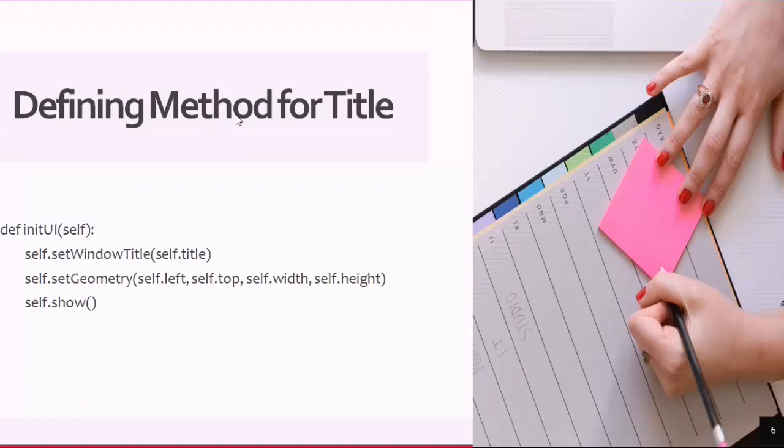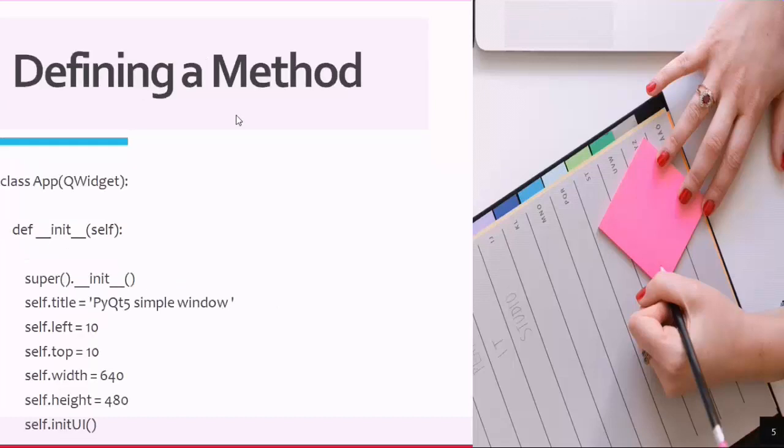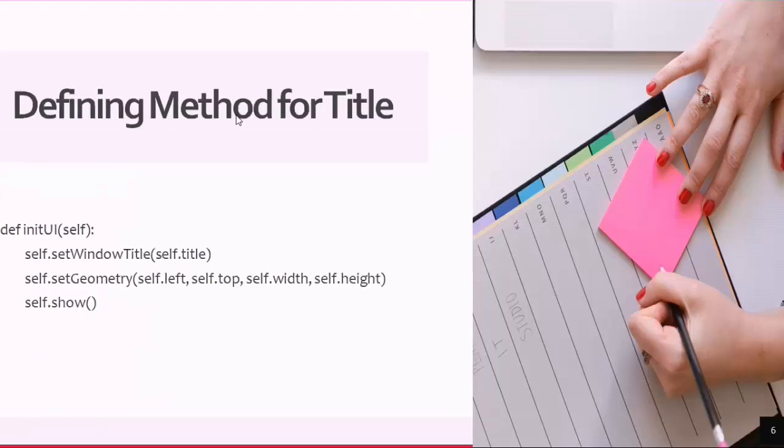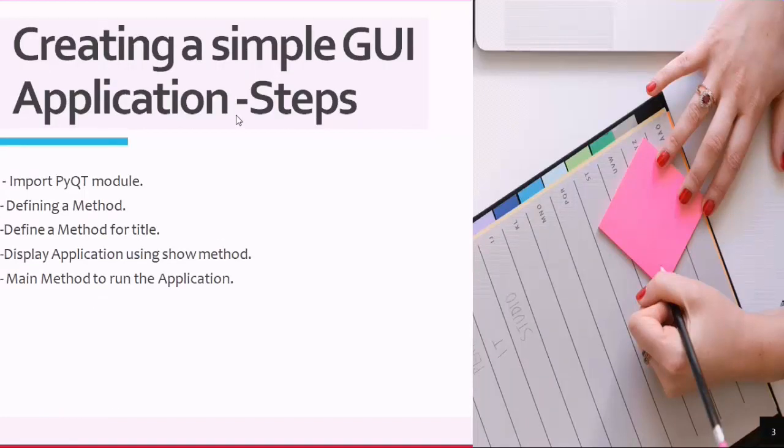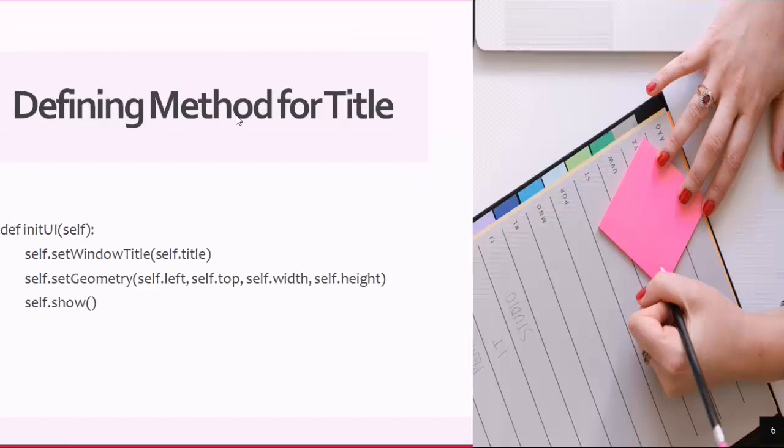Followed by that, I'm going to use self.setGeometry, and inside the parentheses I'm going to call self.left, self.top, self.width, and self.height, which are 10, 10, 640, and 480. So these are the things I'm going to define inside the geometry. And lastly, I'm going to use the fourth method, which I have defined as displaying the application using the show method. So I have used self.show to create the application.